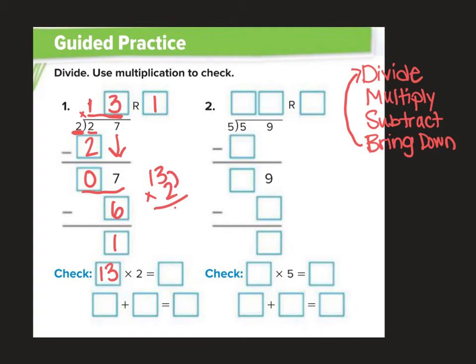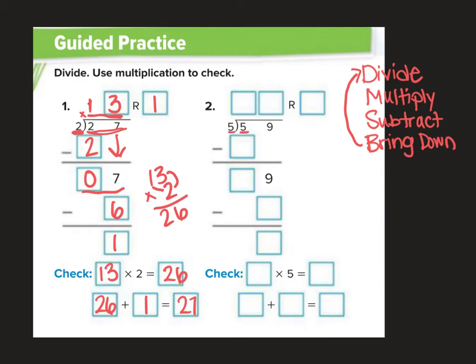2 times 3 is 6. 2 times 1 is 2. 26. I get 26. Am I done? No, because I need to add in my remainder. 26 plus 1 is 27, and that's what I was hoping to get to. Yes. Let's do another. Divide.